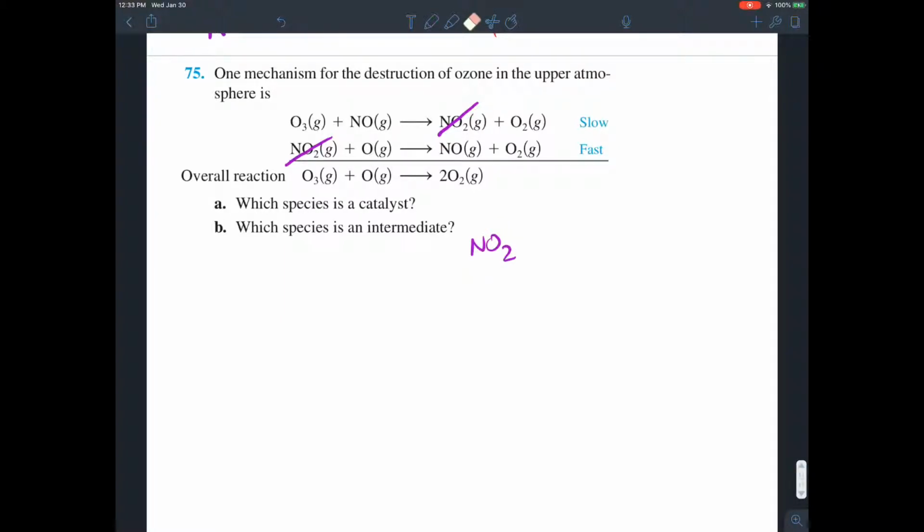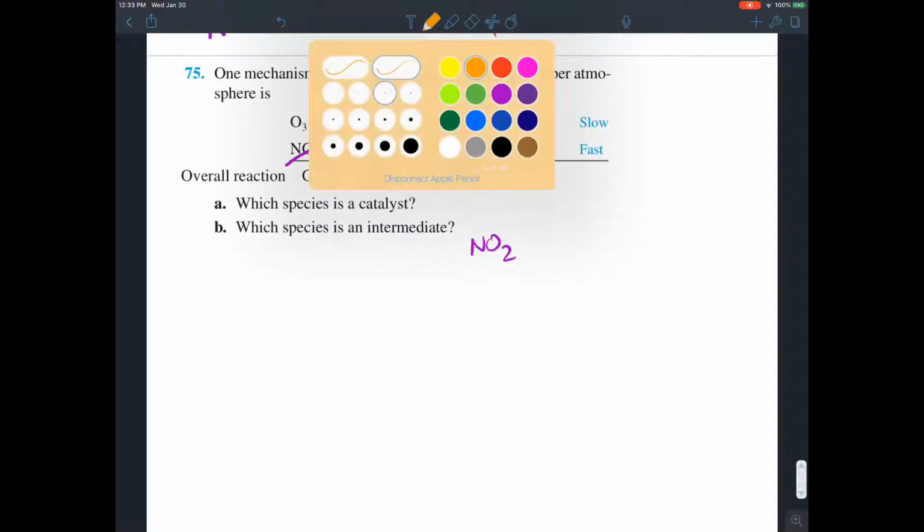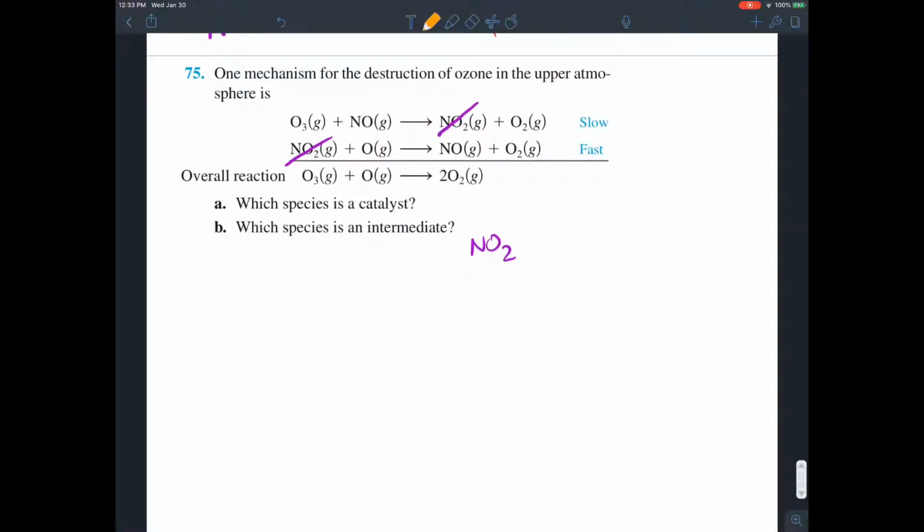And how do I differentiate that from a catalyst? Well, a catalyst is something that you start with and then you recreate later on in the reaction, but it will not be a part of your overall reaction. So let me restate that. A catalyst is present at the beginning and present at the end, but will not be a part of your overall reaction. So let's look for that.